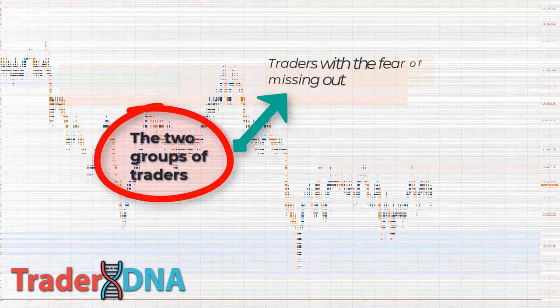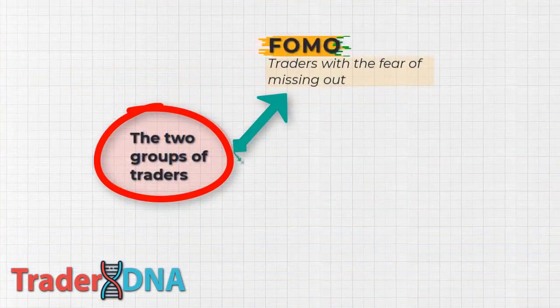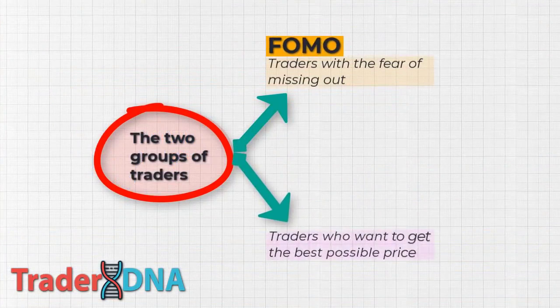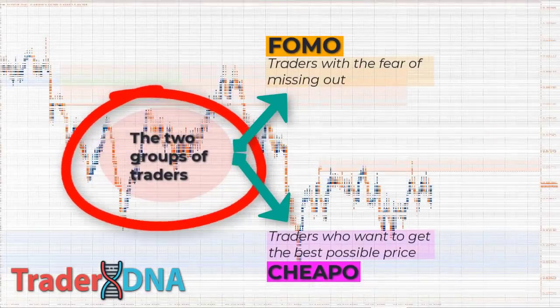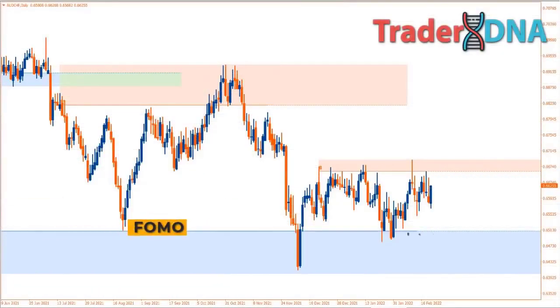First, traders with the fear of missing out, or FOMO. Second, traders who want to get the best possible price, or cheapo. Let me explain. Traders with the fear of missing out would enter their trades the moment the price comes close to support. And if there's enough buying pressure, the market would reverse at that location.